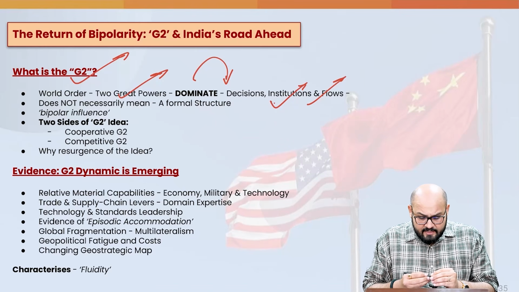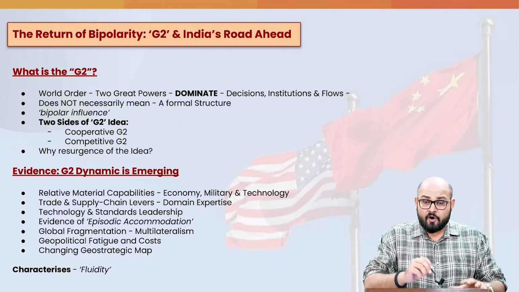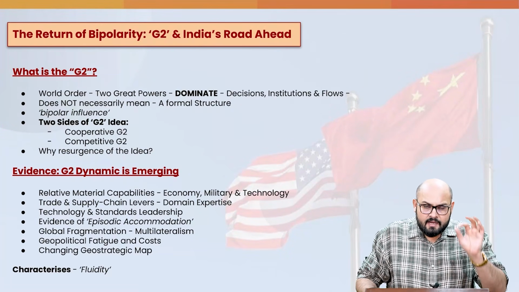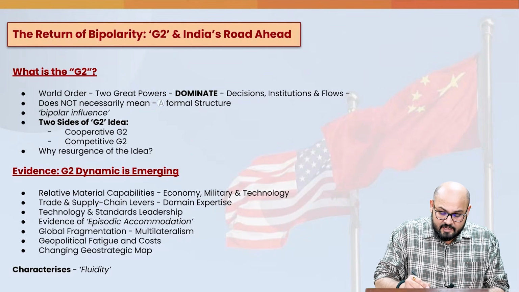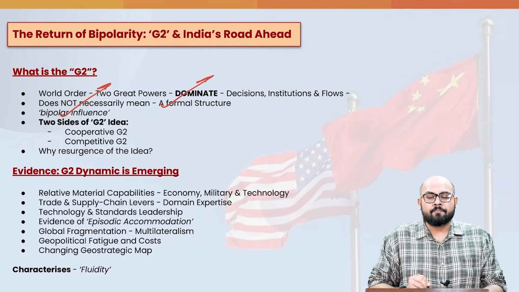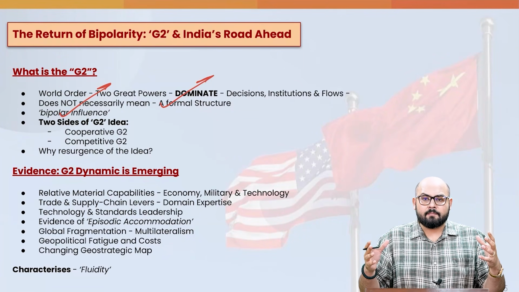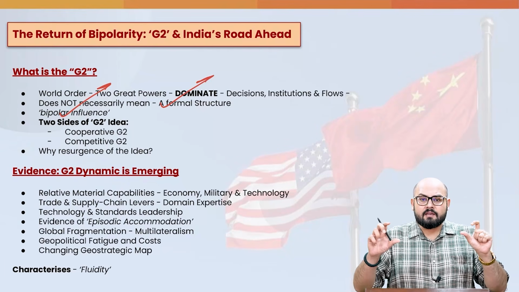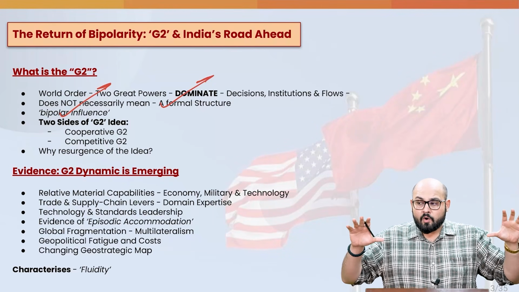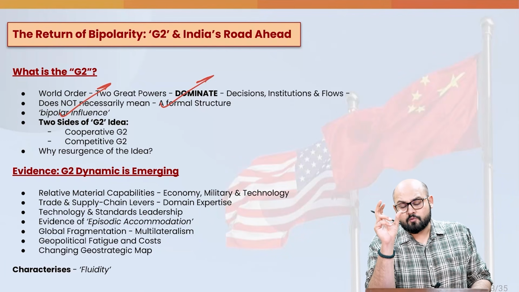Now, does it mean that it signifies a formal structure? That is, a formal agreement has taken place between US and China? No, not at all. It does not signify a formal structure. What it denotes is a bipolar influence. That is, these 2 countries, when they feel comfortable, they reach an agreement, and there is a kind of a bipolar influence on the world politics. Whatever goes around the world, it is influenced by the decisions taken by these 2 countries.